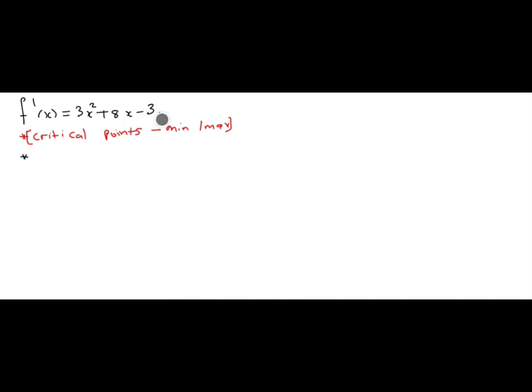So what we do know is the gradient at critical points, or stationary points as they put it, the gradient at those points will be 0, right? So what we do next is, of course, equate that first derivative to 0, and we just work out x from there. So 3x squared plus 8x minus 3 equals 0.